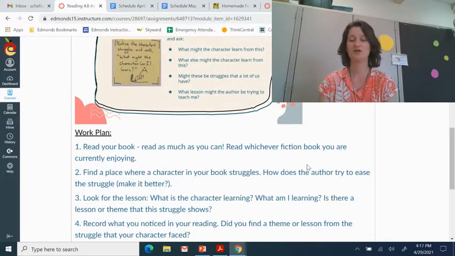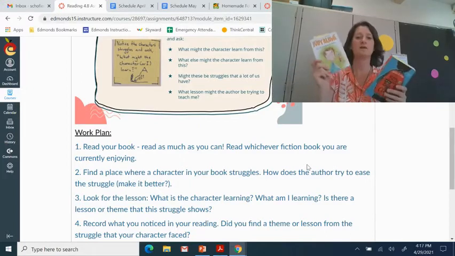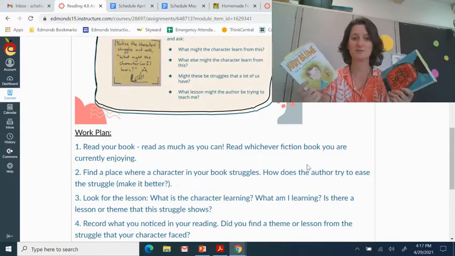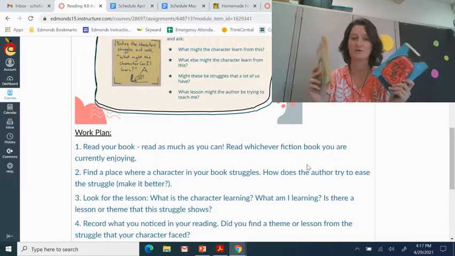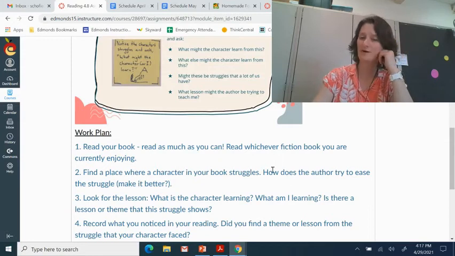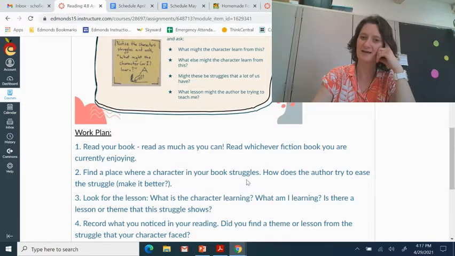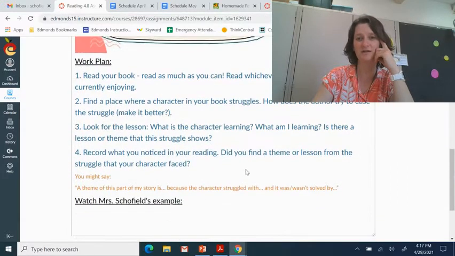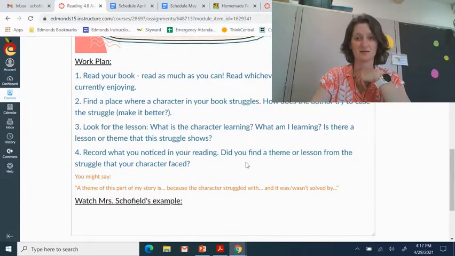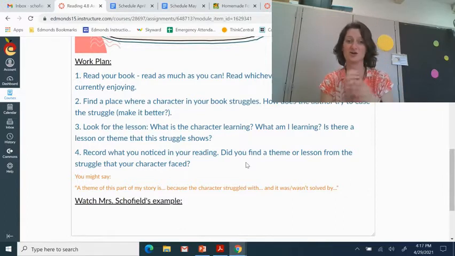So for your work plan, you're going to read your book, whatever your book is. I've got some books lying around here. Whatever your fiction book is that you're reading at the moment, could be a book like this, or it could be a picture book, whatever it is that you're reading, just read, read, read. But find a place in the book where your character is struggling. They've got a problem. How does the author try and ease the struggle or make it better? And then look for the lesson. What's the character learning? And then what am I learning when I see the character learning? Is there a lesson, a life lesson, or a theme that the struggle that the character's having shows?